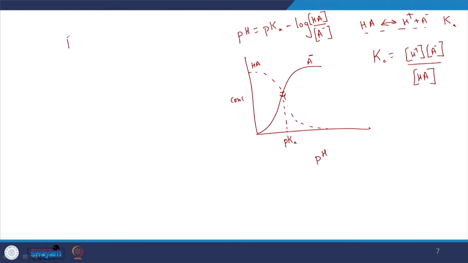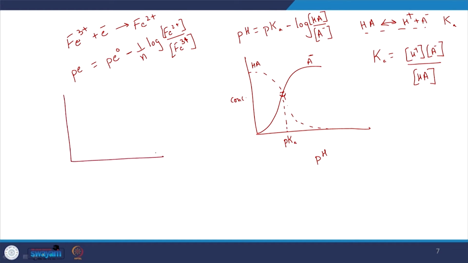Similarly, let us say for Fe3+ plus an electron going to Fe2+, you can come up with a relevant equation that will look something like pe equals pe naught minus 1 by n log Q', where n is the number of electrons being transferred, here it is 1, and Q' is the one without the electron. So, log of Fe2+ concentration by Fe3+ concentration. You can come up with this particular equation for this half reaction.